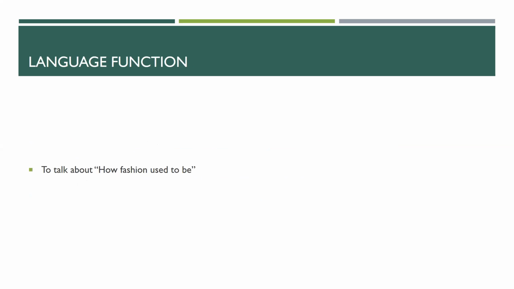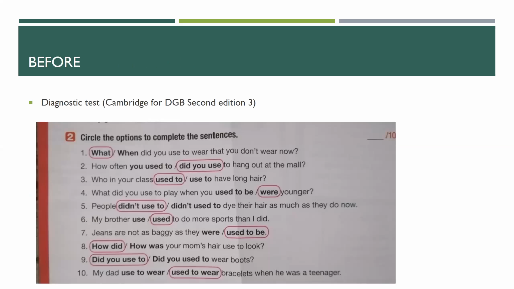Okay, so the language function that we're going to teach this learner is to talk about how fashion used to be. For before, right? So this is the diagnostic test, which we took from Cambridge for DGB second edition, number 3, right? Obviously, this is answered not by the student, but this is the teacher's guide, all right?